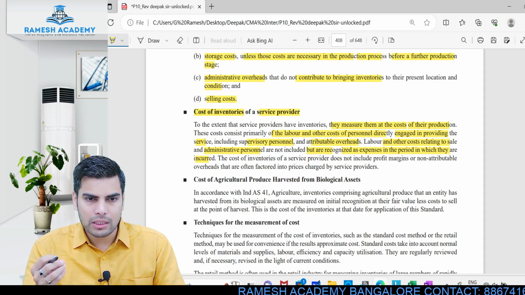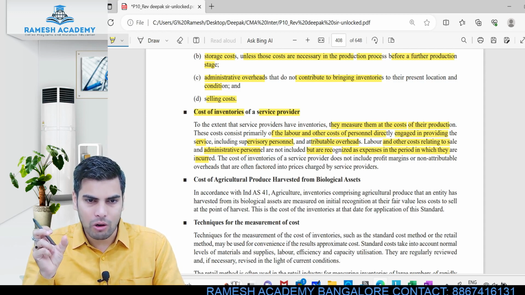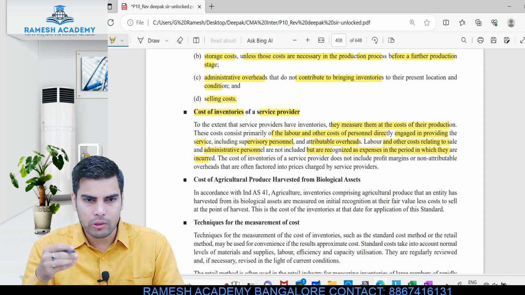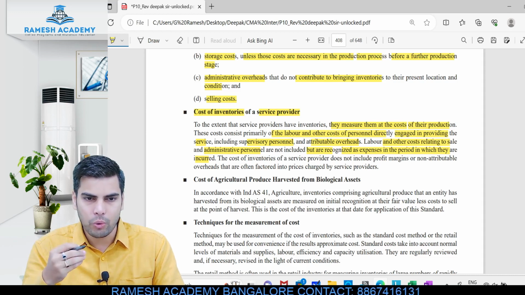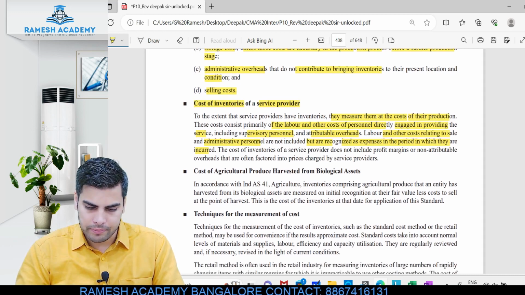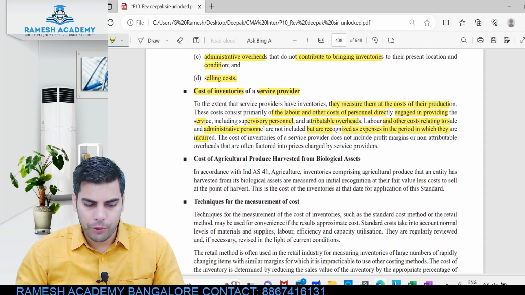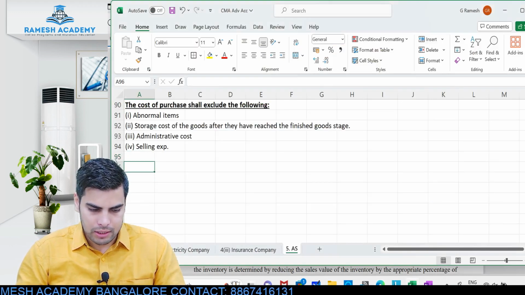Whenever I say cost of the inventory, it will not be including any profit margin. Not only the service provider but any other thing for that matter, it will not be including the profit margin in it. Is this clear? Hope you guys understood this. Okay, so I'll just write it over here.